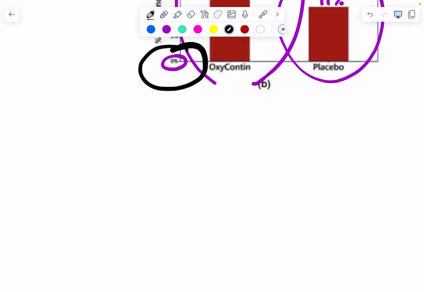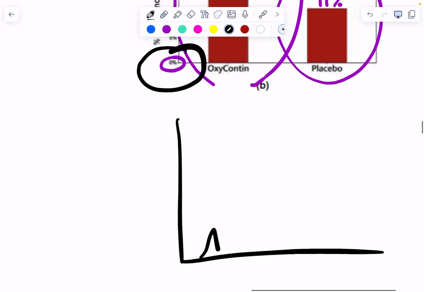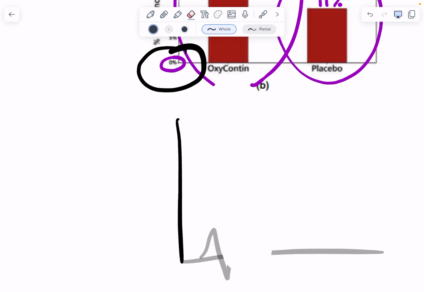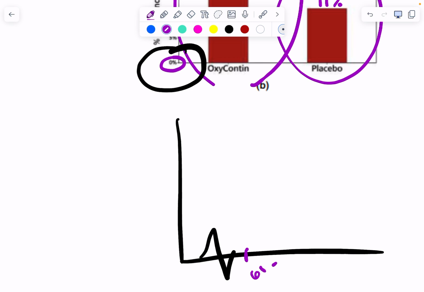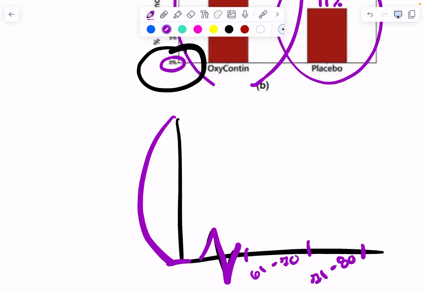Now, it is still okay to do this on the x-axis, right? The x-axis is not going to cause any problems. Like if my first category on my bar chart starts at 60 and it goes 61 to 70 and 71 to 80, blah, blah, blah, I can start right here, and I don't have to start at 0. But I want to make sure my vertical axis starts at 0. Does that make sense?